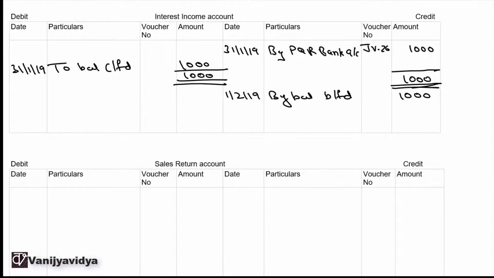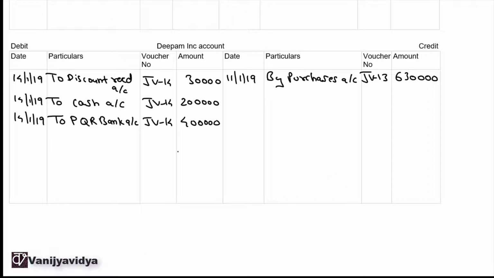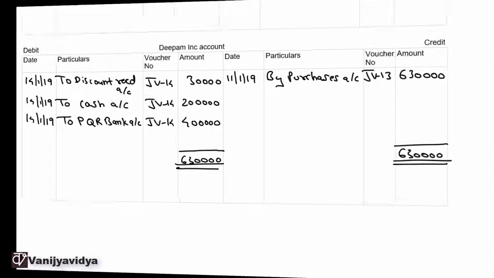Now the next ledger account. Deepam Inc. account. Total of debit side is 6,30,000. Total of credit side is 6,30,000. So there is no balance which is carried forward or brought forward. You just write the total.